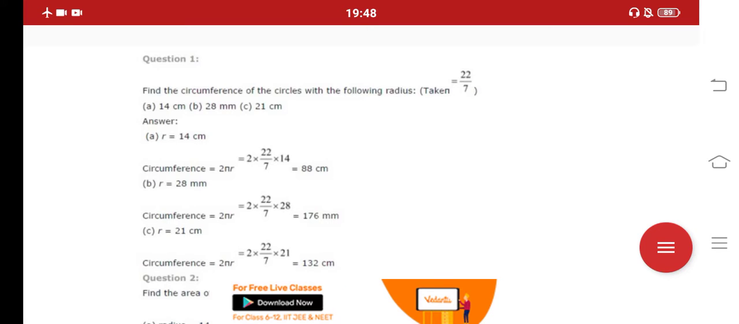Hello students, today we are going to discuss circles, the area of a circle, and the circumference of a circle. Okay, in Exercise 11.3, let us see what is given in the first question.